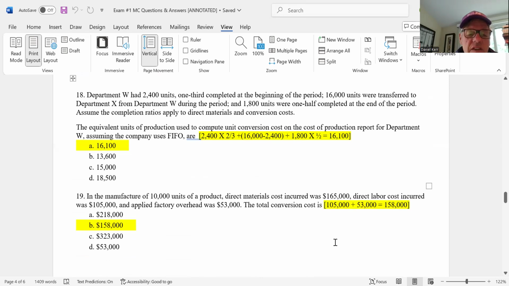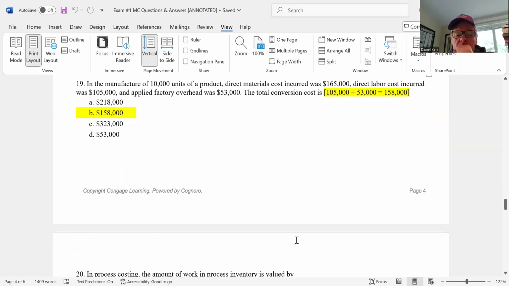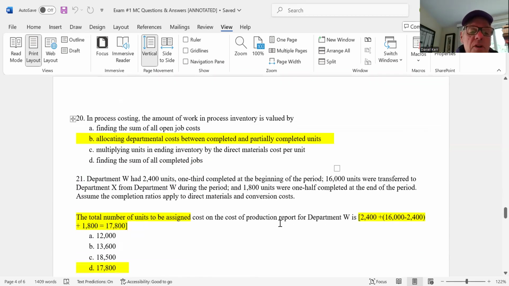19, the manufacture of 10,000 units of product, direct materials incurred were 165,000. Direct labor costs incurred were 105, and factory overhead was 53,000. Total conversion cost would be the total of the direct labor and the overhead. So that's 105 plus the 53 is 158. Number 20, in process costing, the amount of work in process is valued by allocating department costs between completed and partially completed units. The answer there is B.